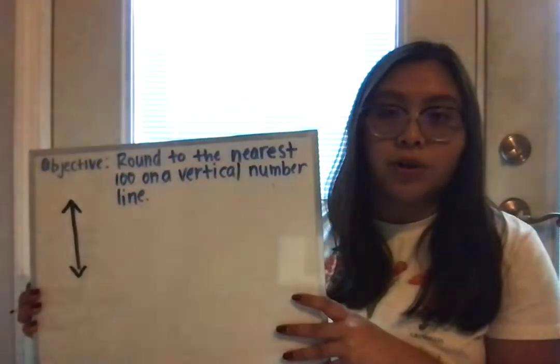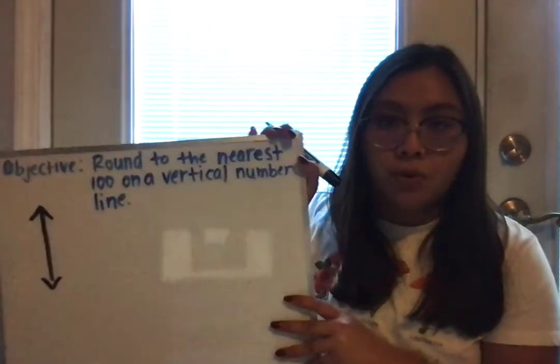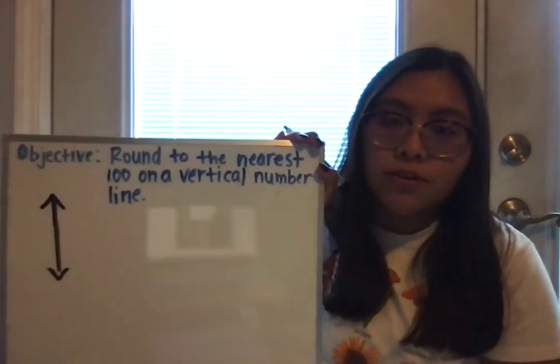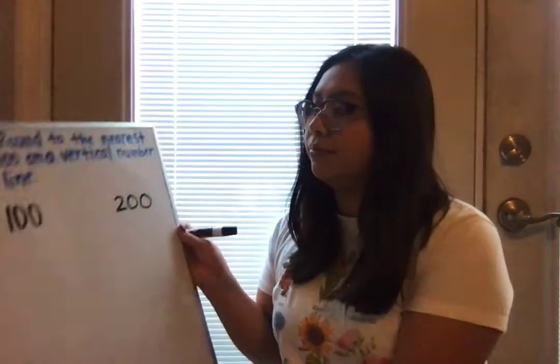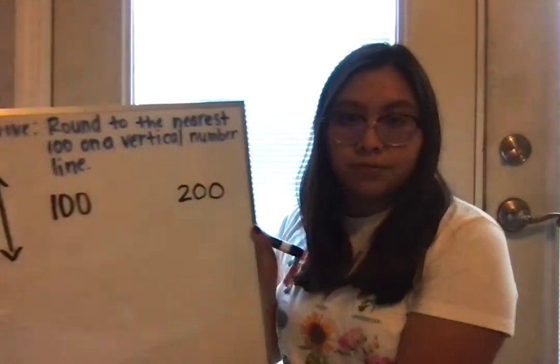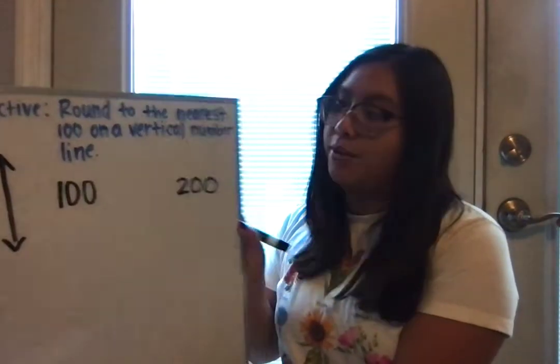So the first thing that we're going to do is review halfway points in order for us to round to the nearest hundred. So if I give you the example, what is the halfway point between 100 and 200? So what is the halfway point? So yes, the halfway point between 100 and 200 is 150.